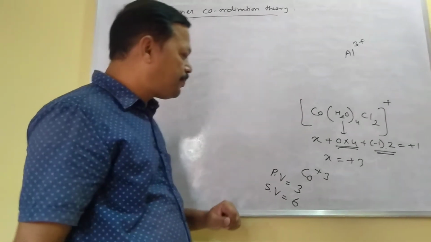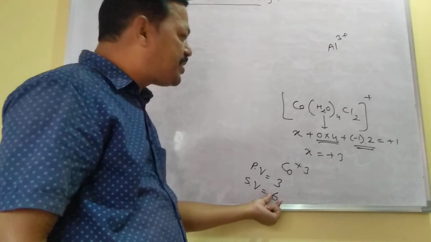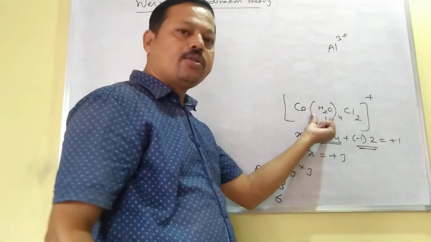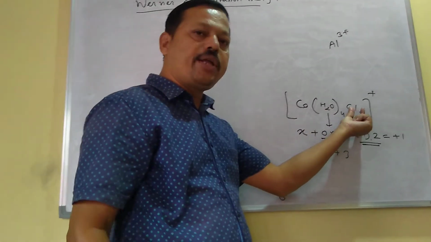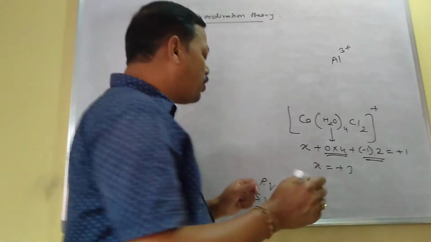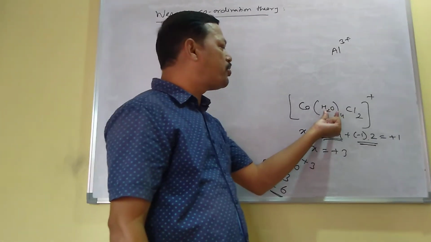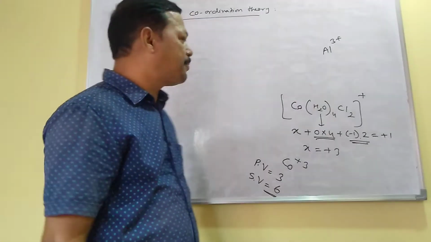That is one point. But when you determine the secondary valency 6, how do you determine it? Here 4 water will produce 4 bonds, 2 chlorine will produce another 2 bonds, so the total number of bonds will be 6. I mean, when you determine the secondary valency, it is satisfied by both neutral and anionic ligands.